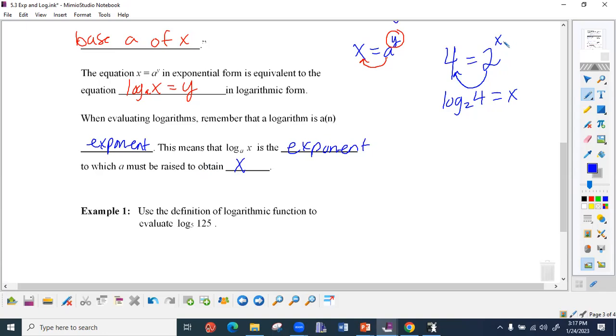Is that not what it said as an exponent? 2 to what power equals 4? Yes, it did. So that's what the log is asking you, but without being written as an exponent. 2 to what power is 4?